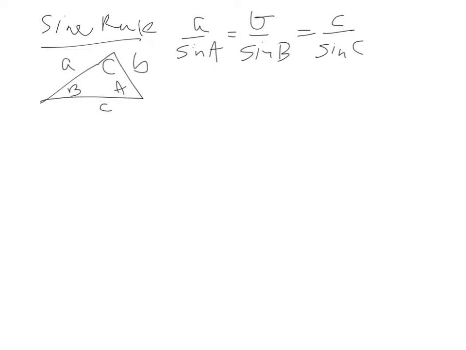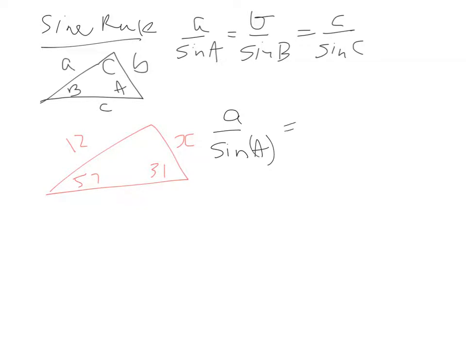So for the question in the pretest, we had 12, we had an angle of 31, we had an angle of 57, and we had a side length here of x. So that's what we're trying to solve. We're trying to solve for a side length. So what we do is we write a formula: a over sine A equals b over sine of B.